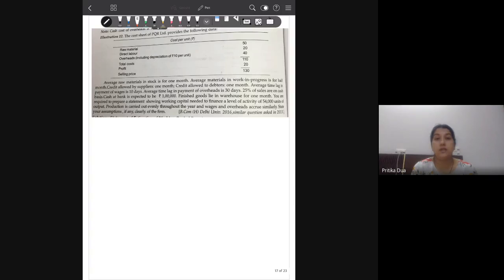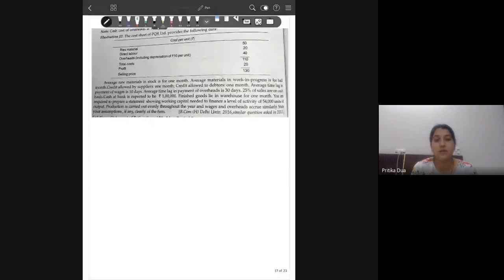Net working capital is the difference between the total current assets and the total current liabilities of a business. So first we calculate the investment made in current assets, then the investment in current liabilities, and we take the difference, which gives you the working capital requirement.